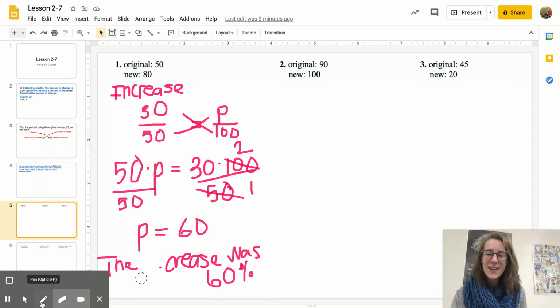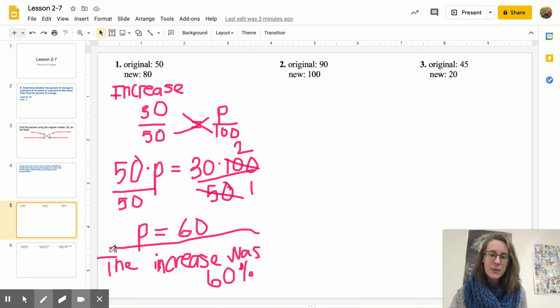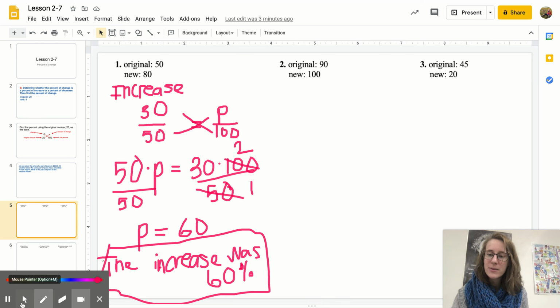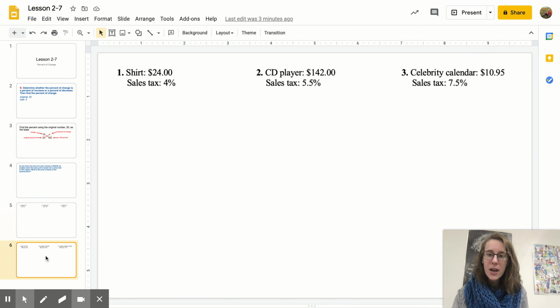So the increase was 60%. And that is our final answer. That is all we have to do for problems like these. I'm not going to take you through a ton just because we did some in class before we left. The other kind of problems you'll get is when you know the percent. You know that percent right there. So you're going to check out, in this case, the shirt was $24 and the sales tax was 4%. I want to know, what is 4% of 24?